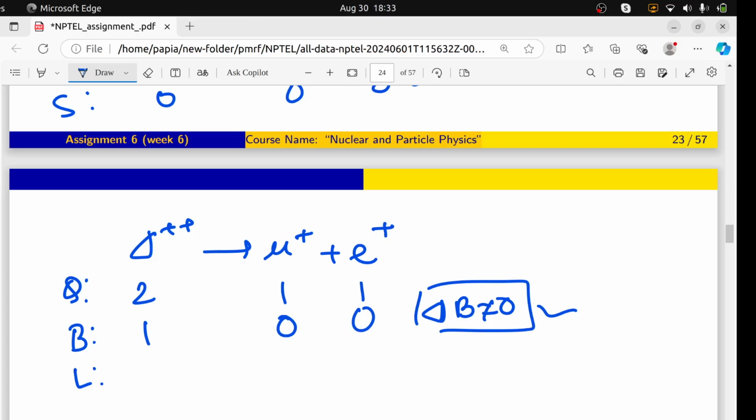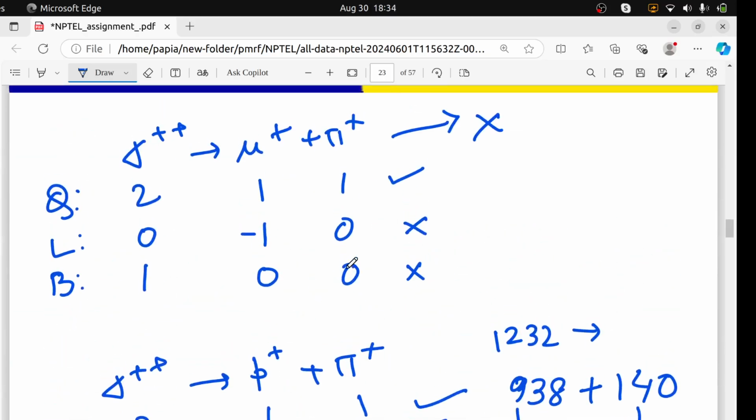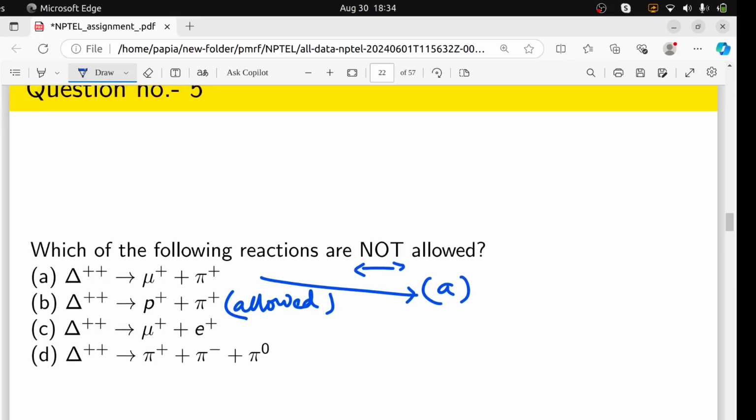Let's check for completeness the lepton number. Lepton number means Le and L mu, both we have to check. For Le this is 0, for Le this is also 0, for Le this is minus 1. That is also not going to happen. L mu this is also 0, for L mu it is minus 1, for E plus L mu is 0. So this is also not conserved. Obviously we should not need to check Le and L mu because we have already seen that baryon number is not conserved. So this interaction is not going to happen. So this is not allowed.